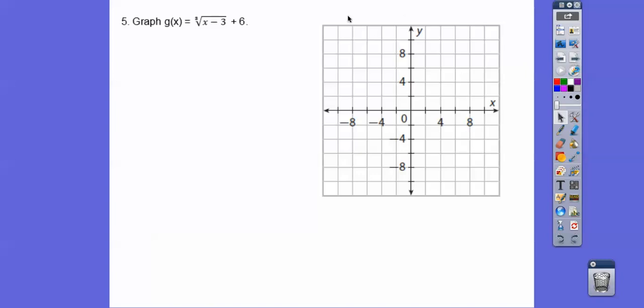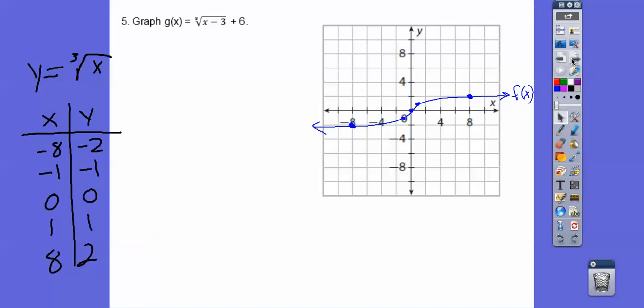Okay, so we're going to go ahead and graph the cube root of x minus 3. The cube root of 8 is 2. The cube root of 1 is 1. Cube root of negative 8. Anyway, so we get that guy. I was doing that with my kiddos in class. So let's move this graph over here, to the right 3 up 6. Okay, so there we go.